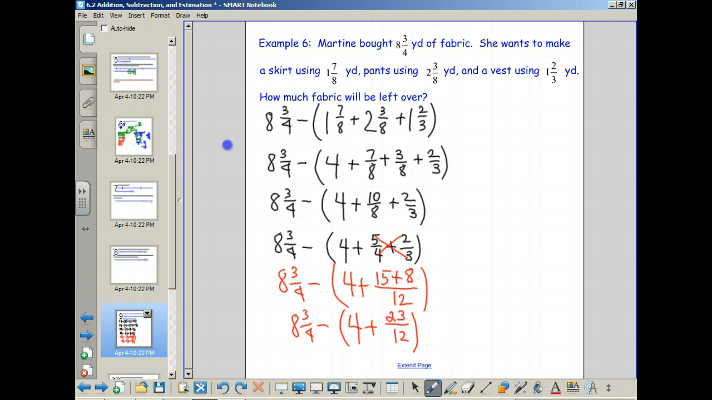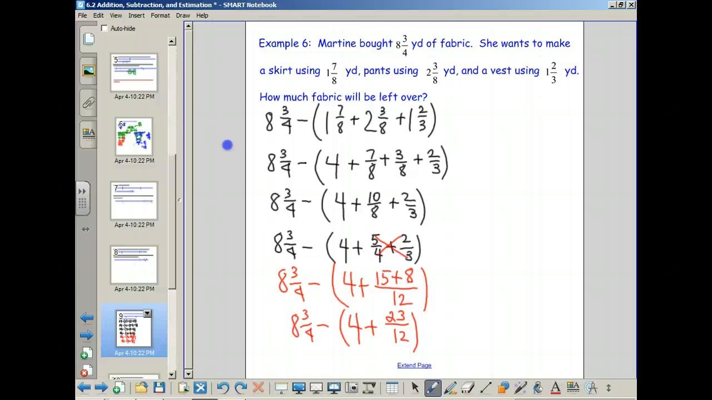All right, so 23/12, how can that be reduced? Not reduced, I shouldn't say that. How could we change it to a mixed number? It's more than 1, right? What would it be? 1 and 11/12. It will be. And you can write out the division step for yourself to see that if you need it.